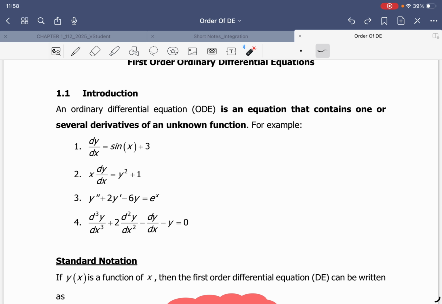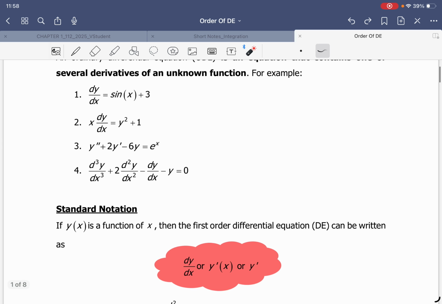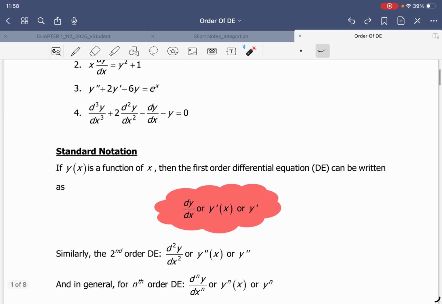So if you have any equation that consists of dy over dx, y double prime, or d cube y over dx cube, all of this we call a differential equation. The standard notation for the differential equation, we can write in terms of dy over dx, y prime in the bracket of x, and also in terms of y prime.